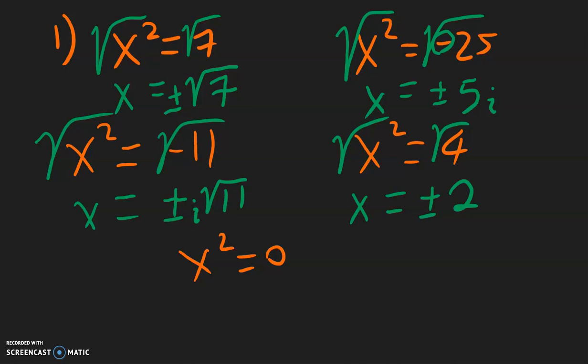And for the last one, take the square root of both sides. We have x equal 0. There is no positive and negative 0. It's simply 0. So there's only one solution.